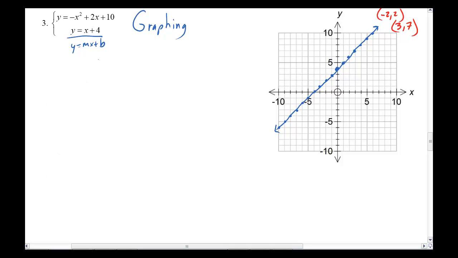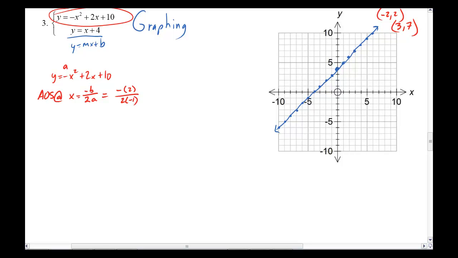Anyway, we got to now graph our quadratic. So we're going to graph a quadratic: y equals negative x squared plus 2x plus 10. So vertex first. Vertex is at, or I guess axis of symmetry, I'm sorry, at x equals negative b over 2a. So I've got negative 2 all over 2 times negative 1.